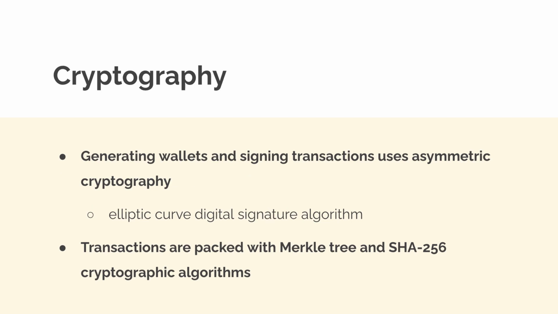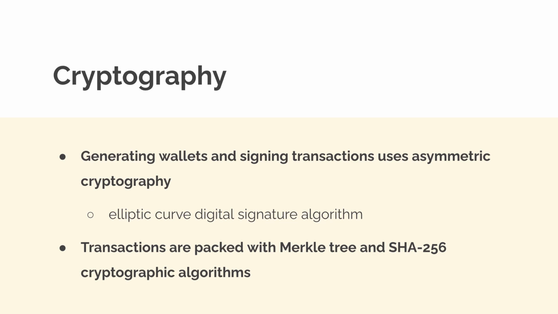As well, the Ethereum blockchain makes use of cryptography, as we already mentioned, those consensus protocols. Generating wallets also uses cryptography, as does signing transactions. These use a type of cryptography known as asymmetric cryptography, specifically the elliptic curve digital signature algorithm. And if you're interested, feel free to look up these algorithms, and then you can read more about the specific cryptography techniques that the Ethereum blockchain uses.